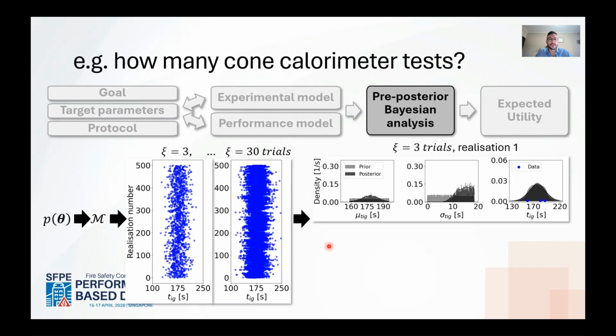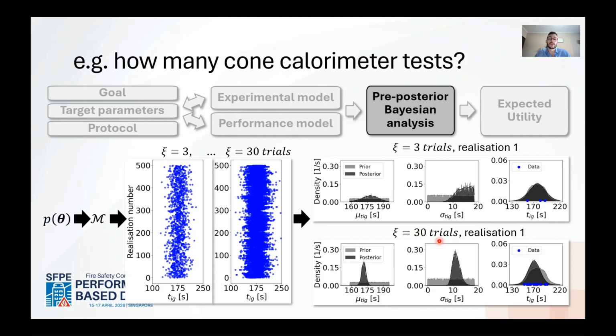And then, again, for each of these realizations, we do a posterior analysis where we update the prior distributions. So here you see a comparison between the prior and the posterior for the mean and the standard deviation. And then we can map this to a posterior distribution of our ignition time. You see that in this case, for 3 trials, the distribution didn't update much. But for this other example, this is realization 1 for 30 trials, you see that the update is much more significant for both the mean and the standard deviation, and that will result in a more significant update of the ignition time.